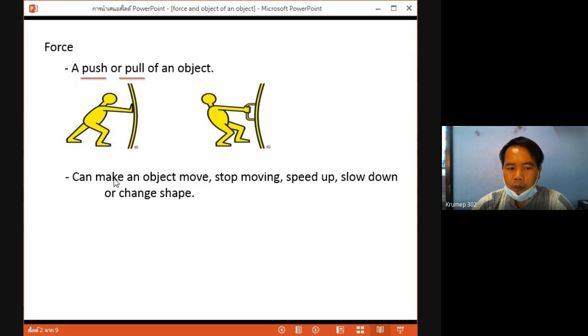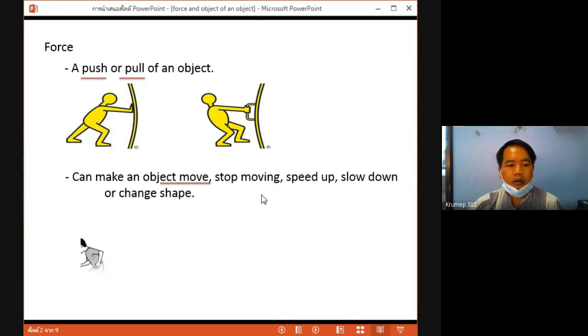Force can also make an object move. So you can say push and pull, like the door. If you are going to push the door, the door is the object. So the door will move. Understand? Force can make the object move. For example, in this one, the door is the object. If we push, it will move. If we pull, it will move.